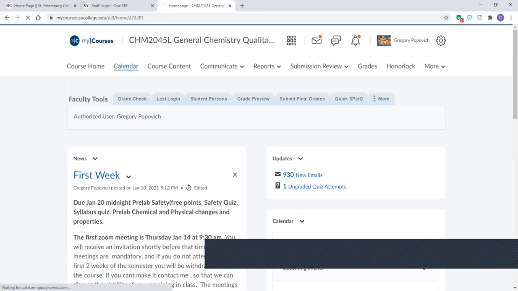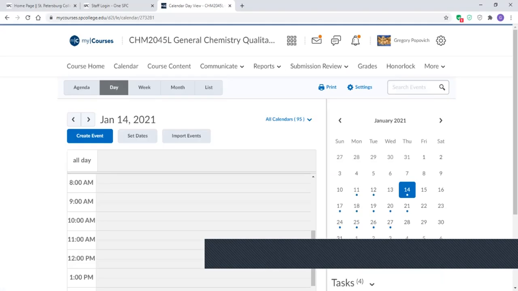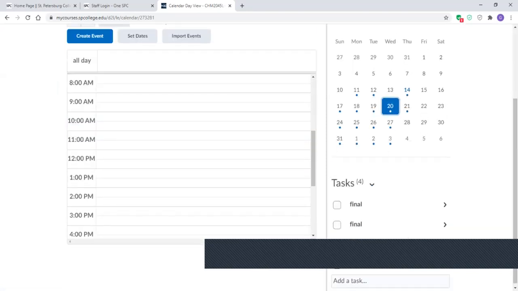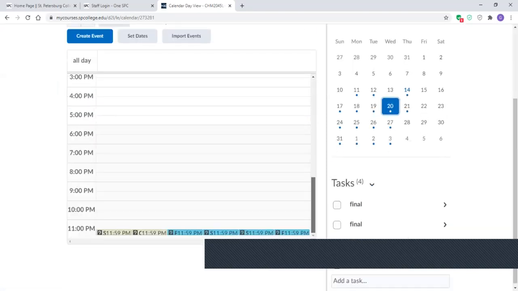If you want to see the assignments, you can look at the calendar. If you look at the calendar and you look at next Wednesday, you go all the way down to the last thing. You have various assignments that are due. We good, guys? Good so far? Yes.